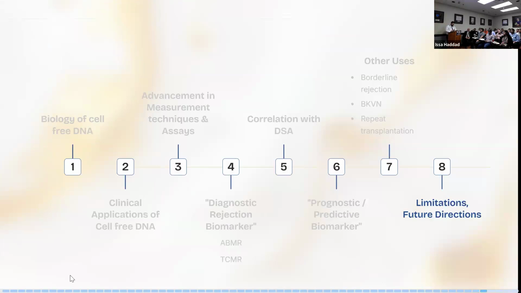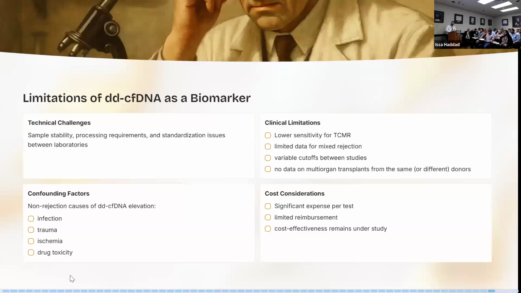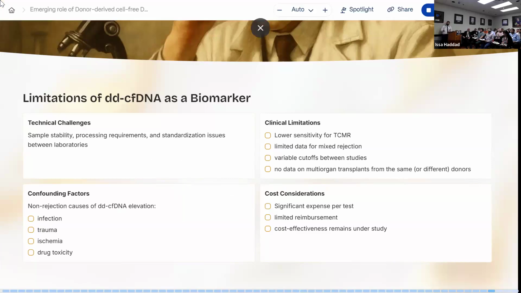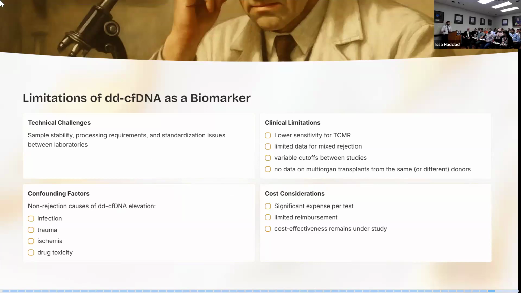So reaching the end, limitations and future directions, and then I think we can allow questions. The main thing I want to say is that there are still clinical limitations. It looks like donor-derived cell-free DNA has lower sensitivity for TCMR detection, and it has limited studies and data for mixed rejection when you have both ABMR as well as TCMR. And then there are variable cutoffs between studies. Some are using 1%, some 0.5. And there is no data on multi-organ transplant from the same or different organs.